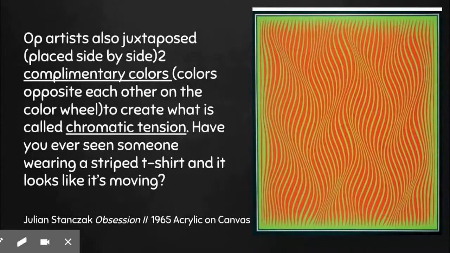So in this case, it's red and green, and it creates what's called chromatic tension. Okay, so by placing these two colors that are opposite each other on the color wheel, kind of like black and white are opposites, you can also do this with color, right? So have you ever seen somebody wearing a striped t-shirt and it kind of looks like it's moving or it's hard to look at? Okay, so that is another way op artists created the illusion of movement.